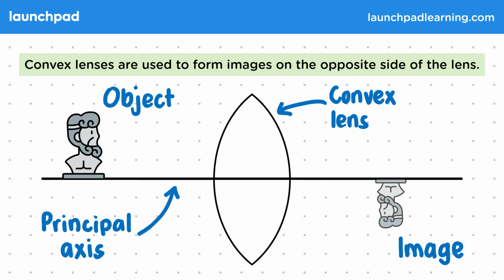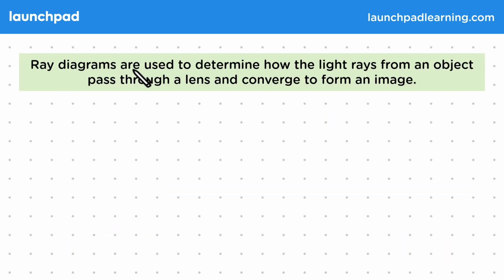But how do the light rays from the object refract? And how do we determine where the image will form? Ray diagrams are used to determine how the light rays from an object pass through a lens and converge to form an image. Now, in an exam, you may have to draw a ray diagram from scratch, though you'll normally be given a lens and its principal axis to work from.